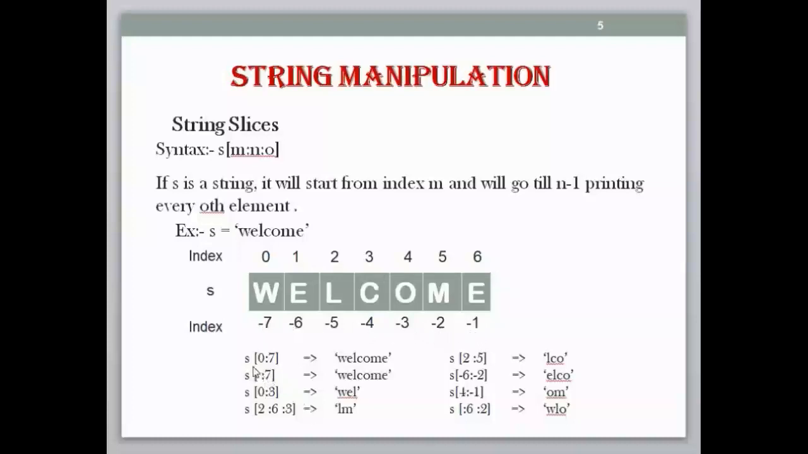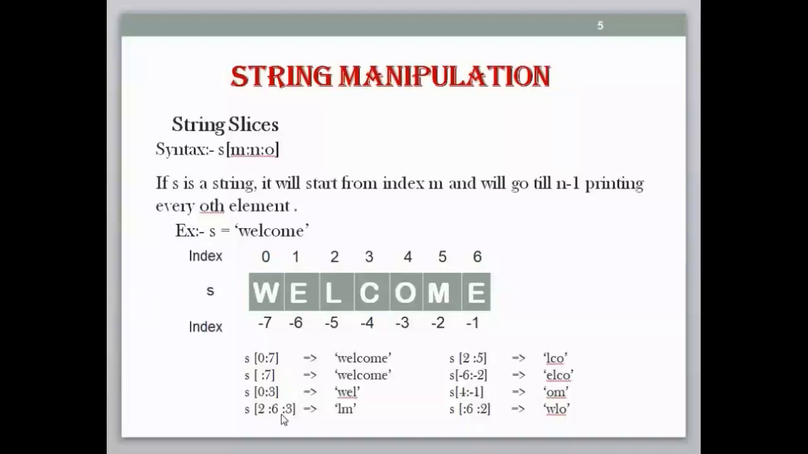For example, if you check the value of S[0:7], what will be the answer? It will start from 0 and go till 7 minus 1, meaning 6. So you will get WELCOME. In this condition, when the starting value is not mentioned, by default it is 0. So the answer will be the same as this. And in this condition, it is 0 to 3, meaning 0, 1, 2. So you will get wel as an answer.